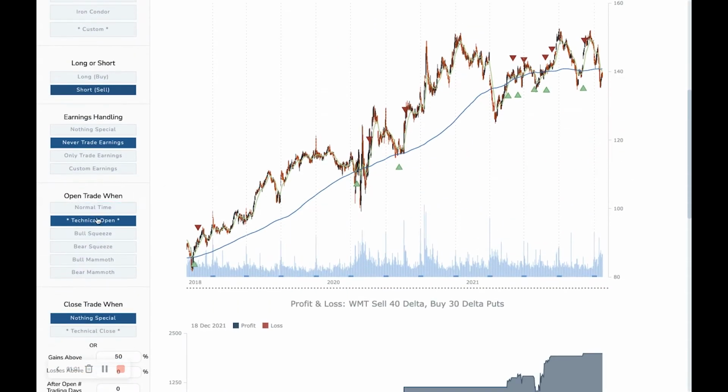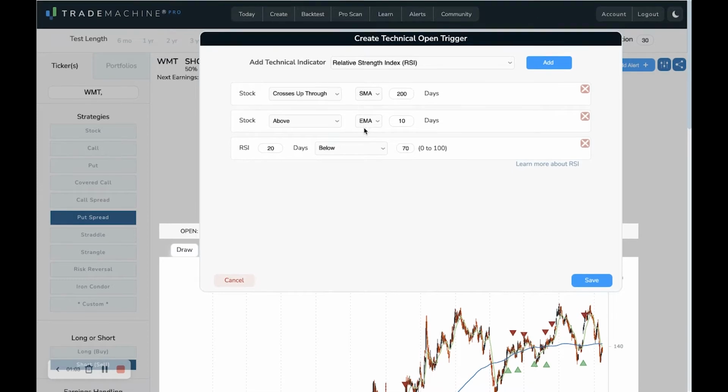Basically the parameters are when the stock crosses up through its 200-day moving average, has to be above the 10-day exponential moving average, which is different than the simple moving average, and the RSI has to be below a certain level.